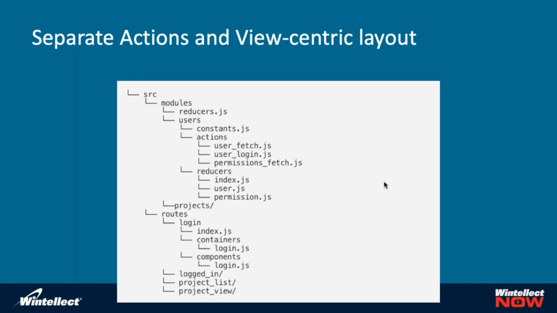A way that's starting to get traction right now is to separate actions and view-centric layout. In this one, we're looking at the application as having functionality, which belongs in the modules folder there, and then routes. The routes folder here contains different layouts based on different sections of the application, and then those hook into the modules functionality.